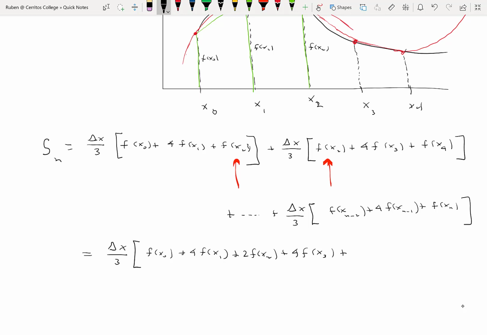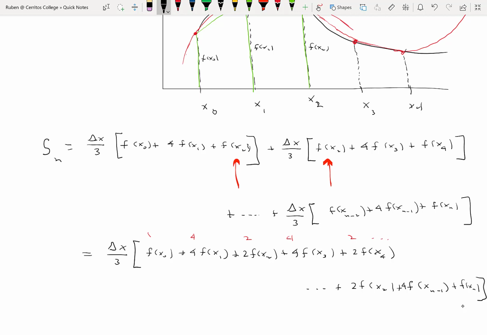How many f of x4s will there be? There'll be 2 of them. There's the pattern. The coefficients are 1, 4, 2, 4, 2, 4, 2, 4, until we get to the end: 2 f of x sub n minus 2s, coming from those previous, 4 f of x sub n minus 1s, and 1 f of x sub n.